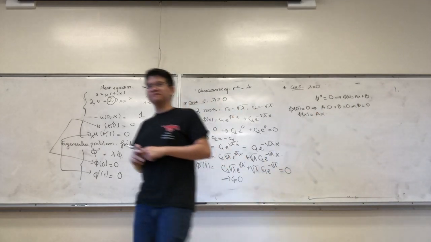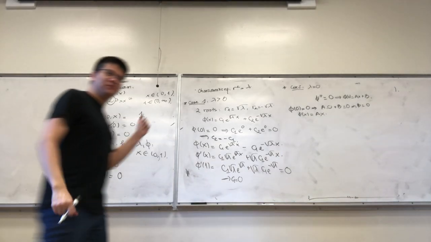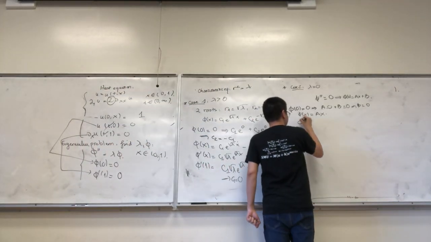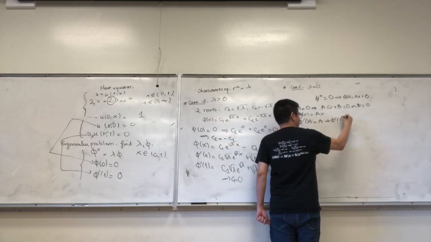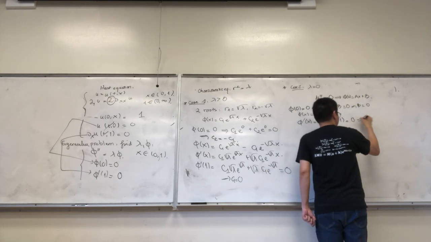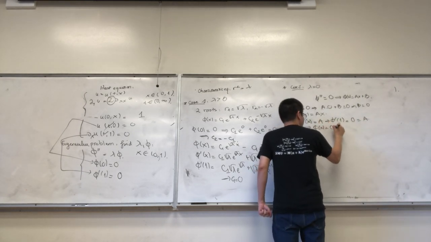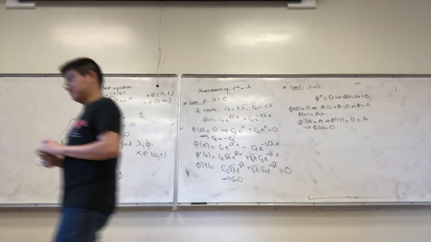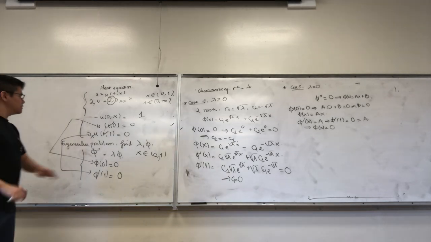What is the next step? So we're going to use the second boundary condition, right? In this case, phi prime of x will be a. So phi prime at 1 will be 0, and this is equal to a. So a in this case is 0. So again, for this case, we don't have anything, right? It's clear?